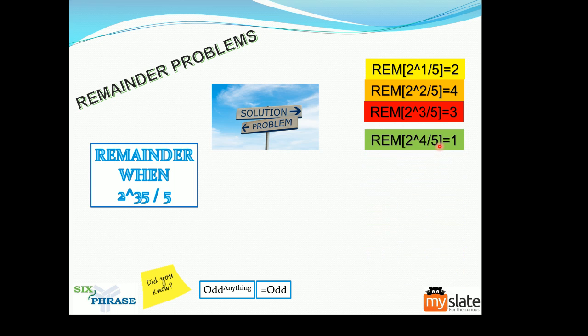Now next, 2 power 4 divided by 5. What is 2 power 4? It is 16. So 16 divided by 5, what is the remainder? It is 1. Okay, guys, this is a very important point.